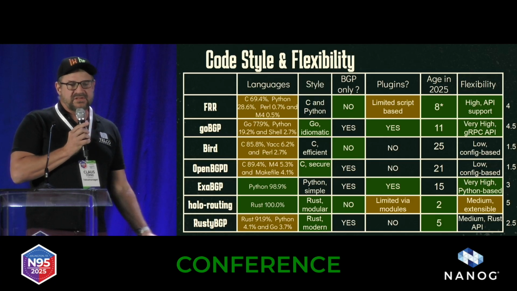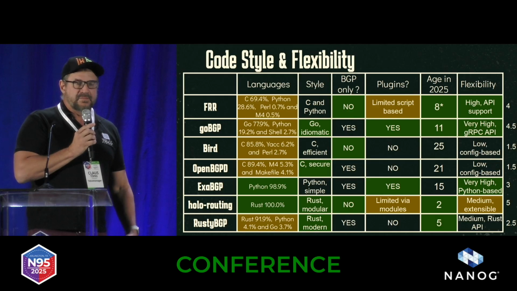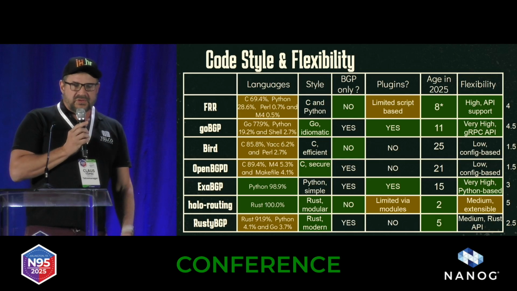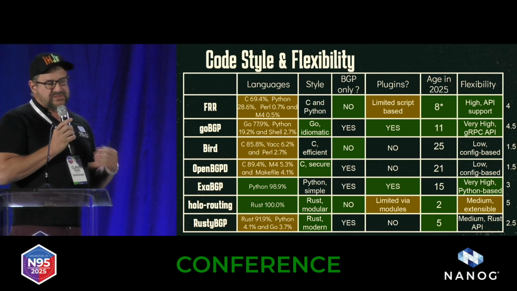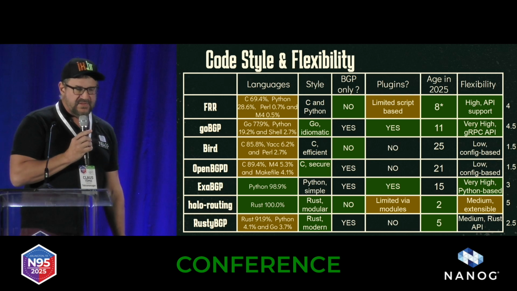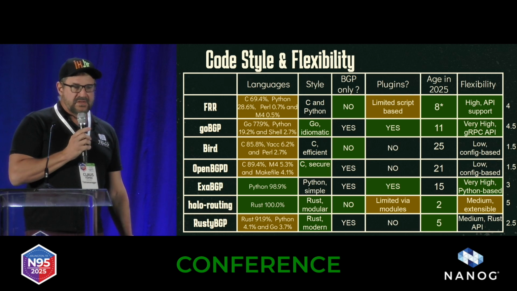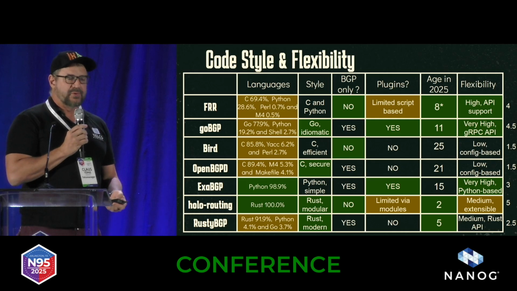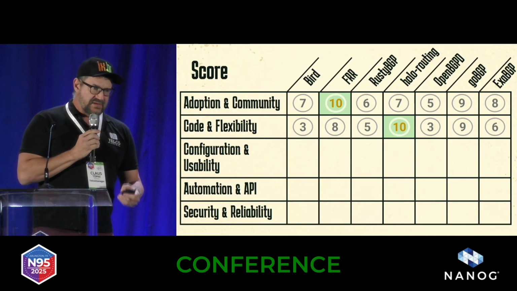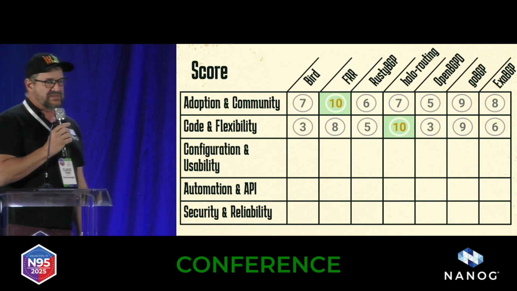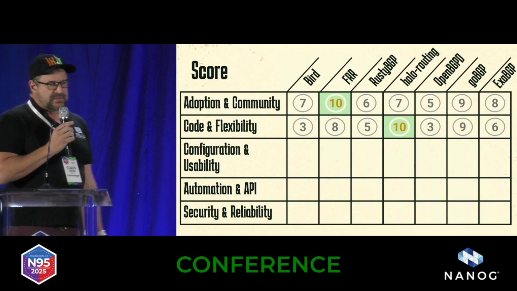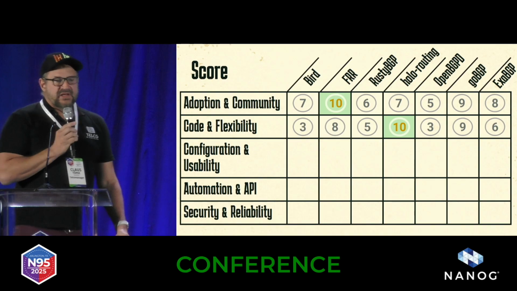So for instance, Bird here is the oldest, but it's amazing how Bird performs. You're gonna see later. Even with old code. I mean, not old code, but an old project, let's say. But it's amazing how they perform. I'm gonna show later. In terms of flexibility, I put some codes here, like in terms of API support, and those are my points. I normalize to 10, and then get the results. So in terms of code flexibility, Holo-Routing gets here the most points. And then comes GoBGP, and then FRR.